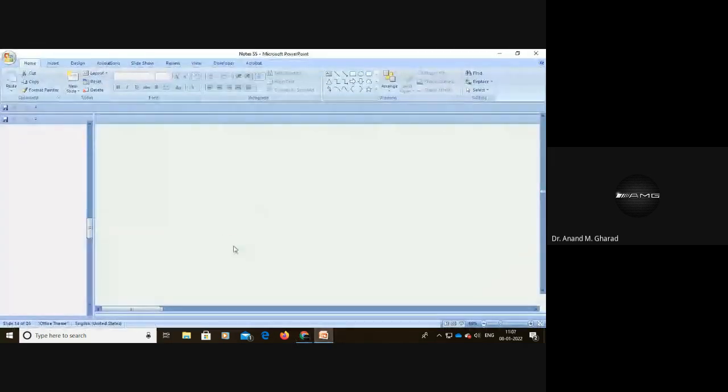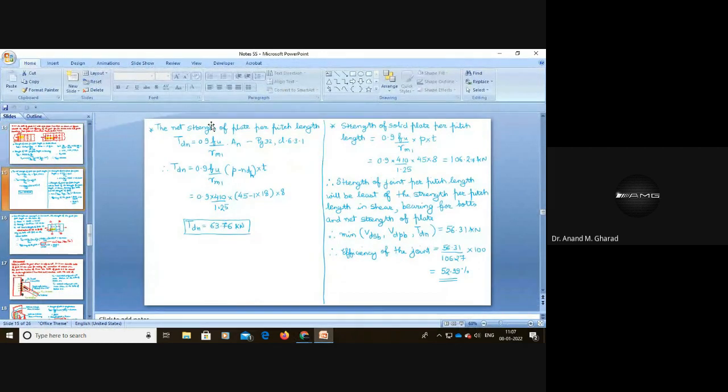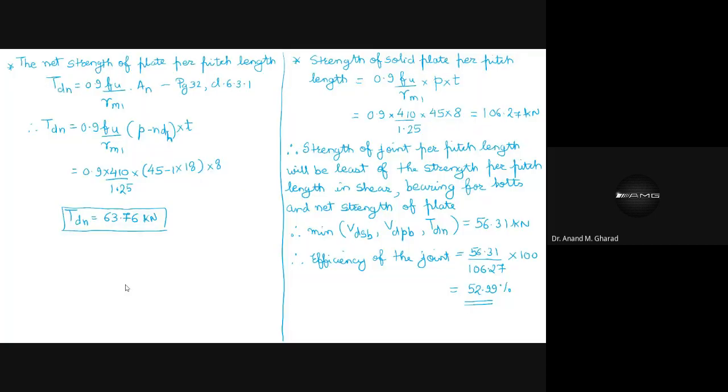So the formula given in the IS code has now come down to this. AN is now equal to b minus N into DH into T, because there is no staggeredness. PS is 0. Now, instead of b, I have written small p. I will now tell you why I have written small p and why we consider this per pitch length distance.